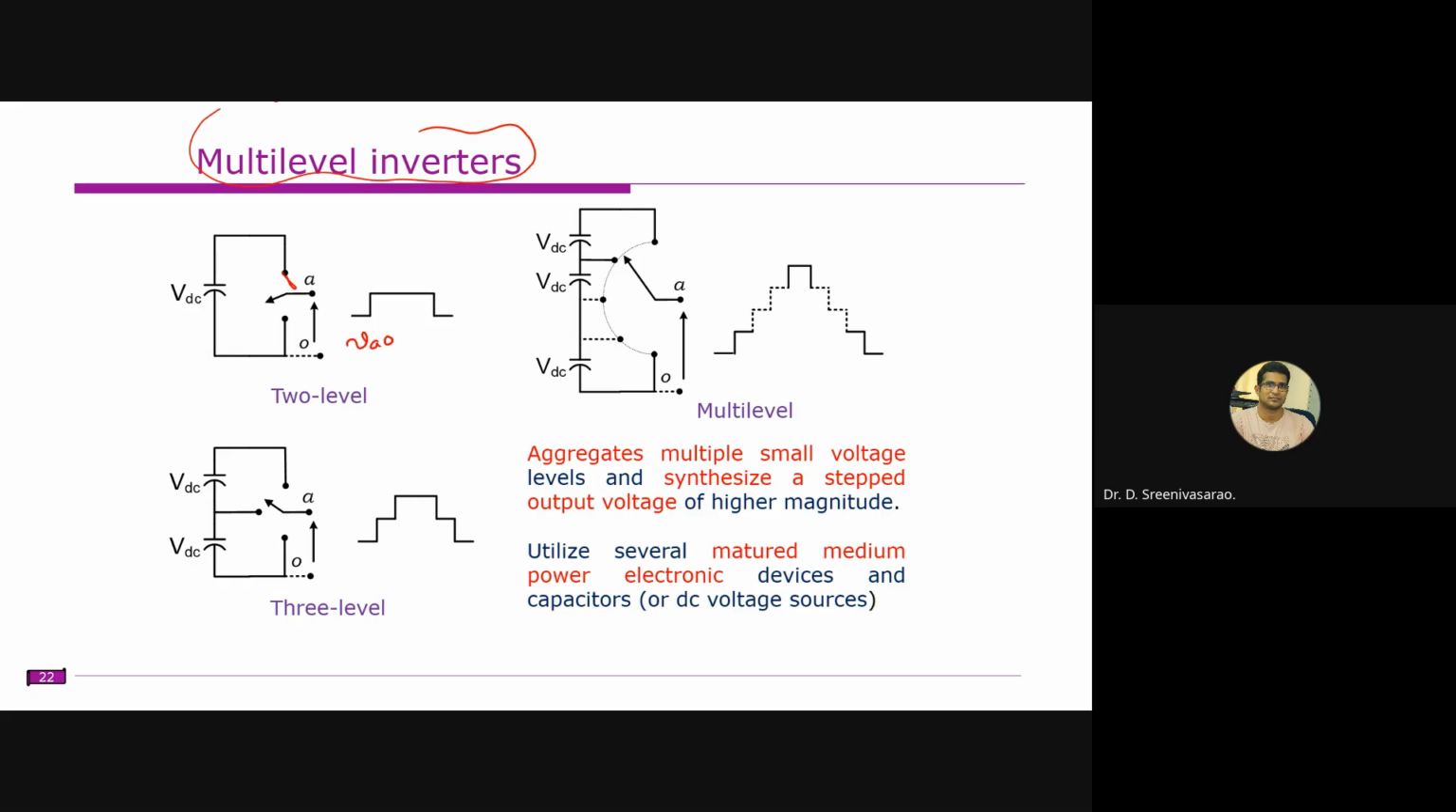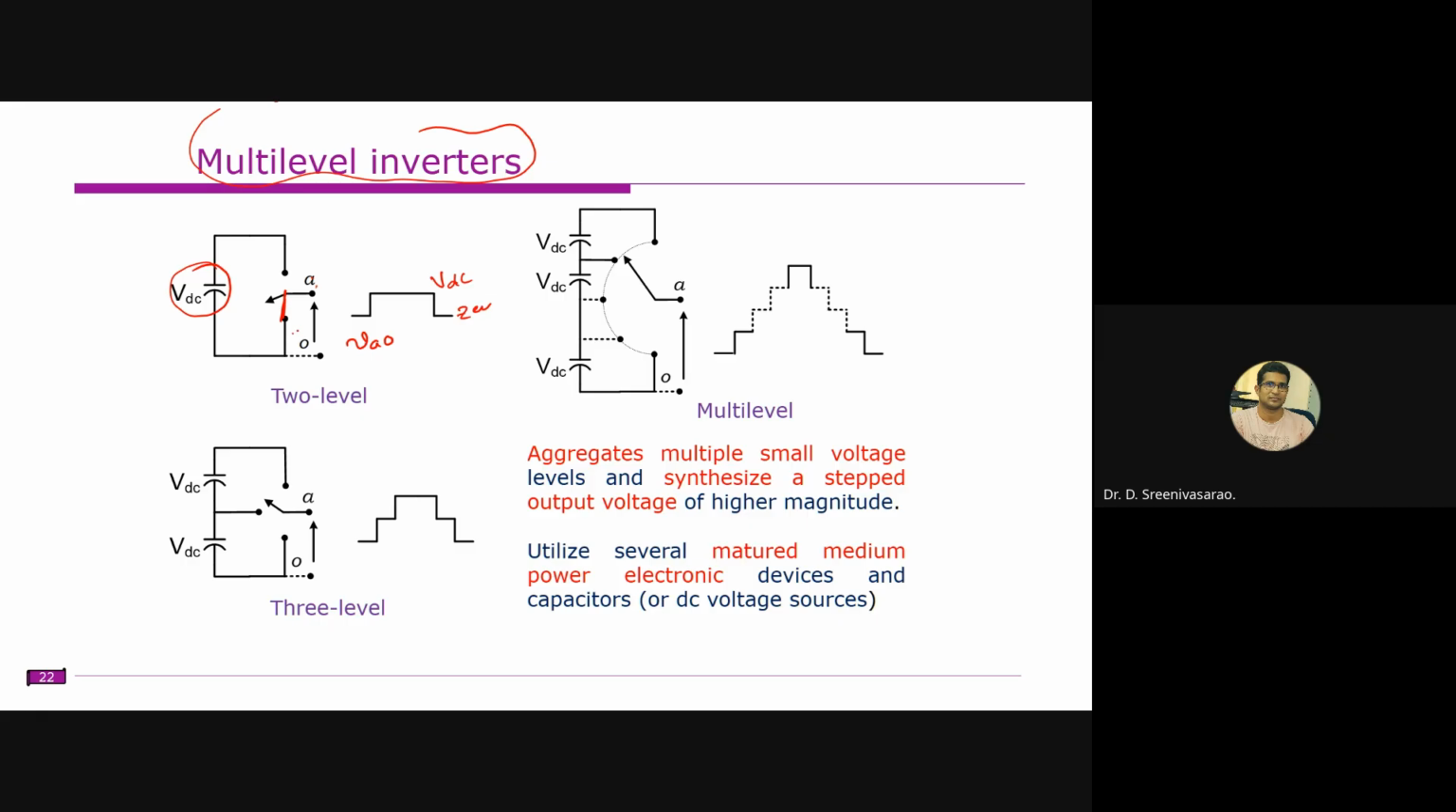Let us assume the switch is connected here. In that case, if you measure the voltage across VA0, you will get this VDC voltage. And if the same switch is connected here, you will get 0 voltage. So we will get VDC voltage here and 0 voltage here. This is how you produce the two-level waveform, the same thing we saw in a two-level voltage source inverter.